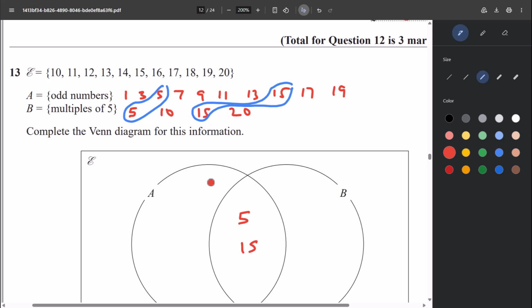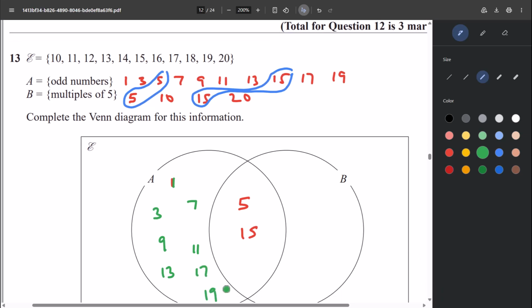And then the other numbers left out for set A are definitely going to be 1, 3, 7, 9, 11, 13, 17, and 19. I'll use a different color pen. And for set B, which would be definitely 10 and 20.